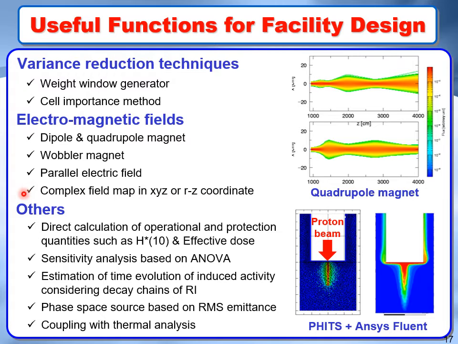In addition, PHITS is capable of direct calculation of operation and protection quantities such as H*10 and the effective dose, sensitivity analysis of a certain parameter based on ANOVA, estimation of the time evolution of induced activity considering decay chains of radioisotopes, phase space source based on RMS emittance, and coupling with thermal analysis such as PHITS plus ANSYS Fluent like this figure.